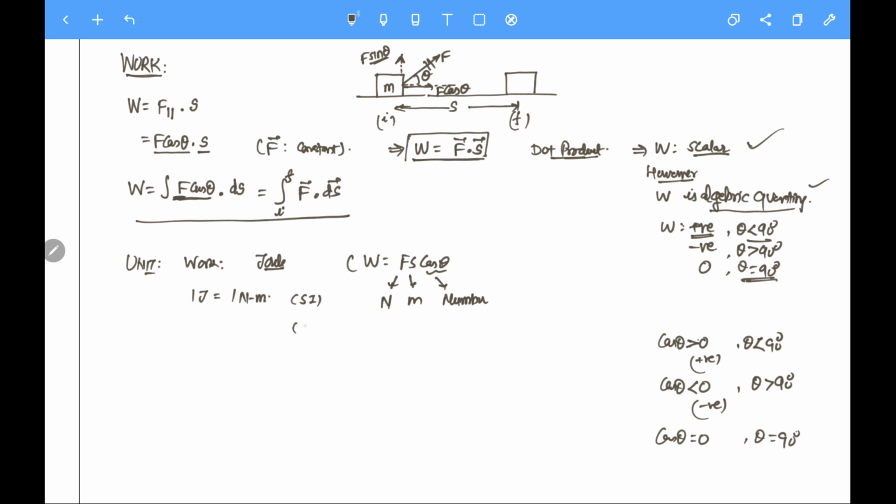Similarly, in the CGS system, a common unit is erg. It is equal to 1 dyne centimeter. And if we convert it into joules, 1 dyne, as we have already told, is 10 power minus 5 Newton, and 1 centimeter is 10 power minus 2 meter. It means 1 erg is 10 power minus 7 Newton meter.